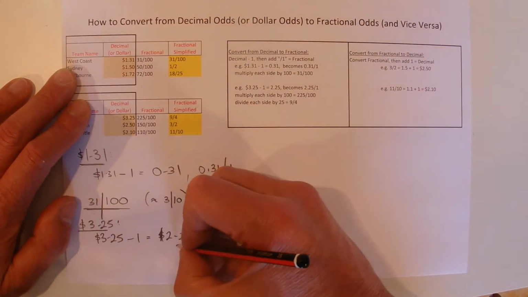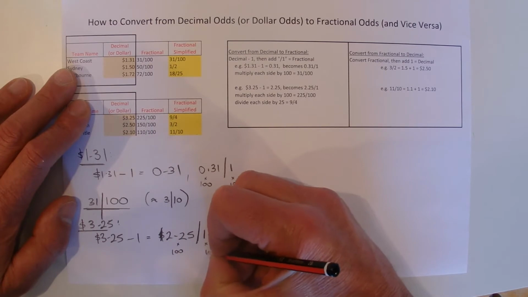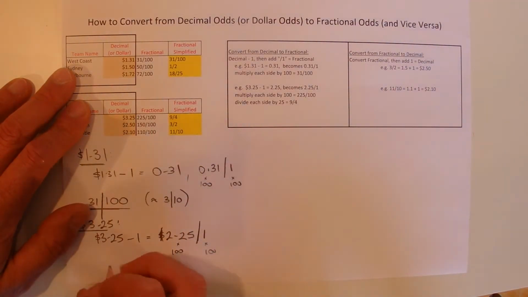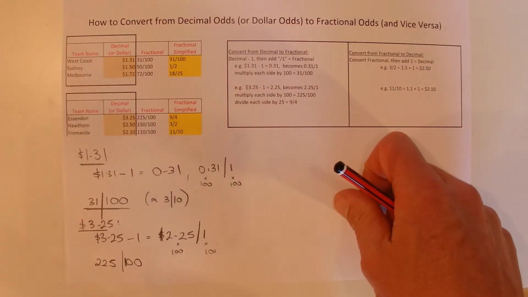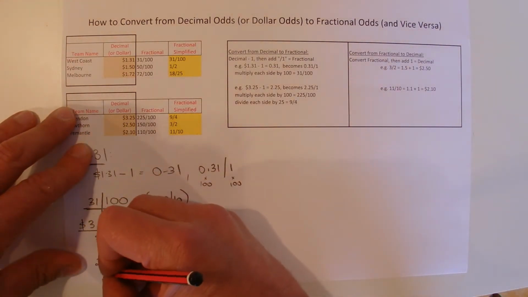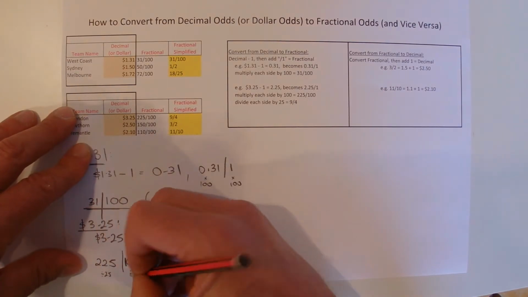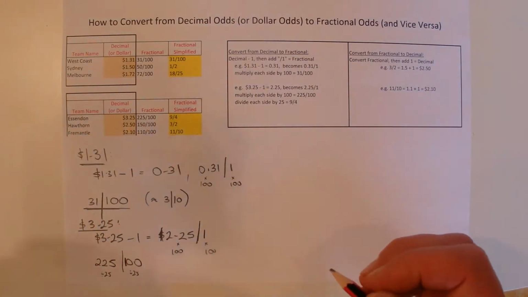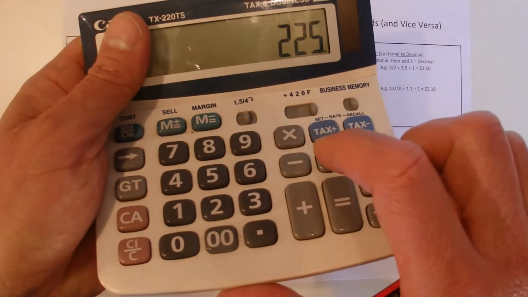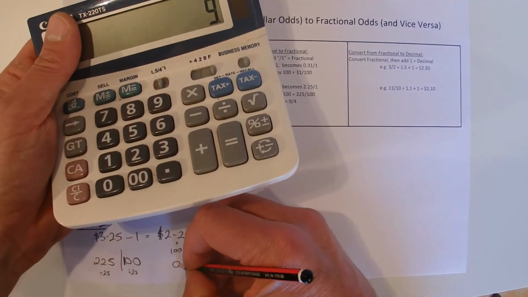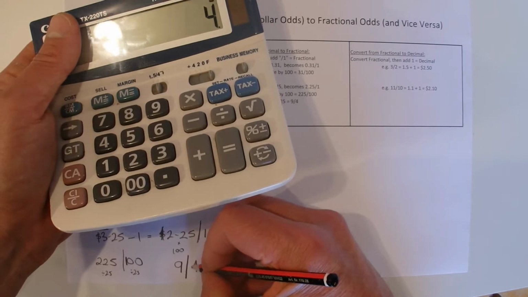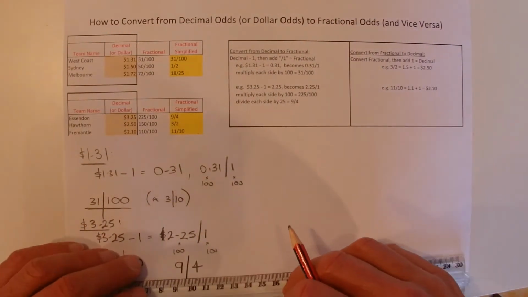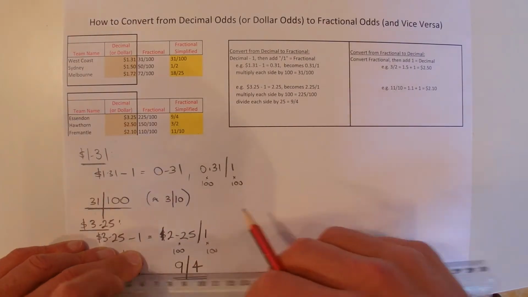So 2.25 to 1. Then all we need to do once again is multiply each side by 100. 2.25 times 100 is 225, and 1 times 100 is 100. Now we can divide each side by 25 to simplify the fraction. 225 divided by 25 is 9, and 100 divided by 25 is 4. So it's 9 to 4. So 3.25 in dollar odds is the same as 9 to 4 in bookies odds.